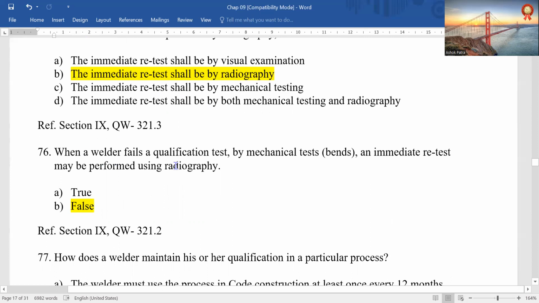When the welder fails a qualification test by mechanical test bends, immediate retest may be performed using radiography. False. If it is a mechanical test, then it will be mechanical test only.